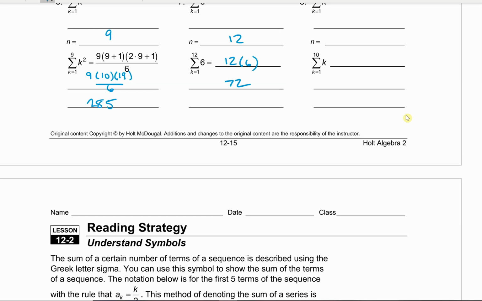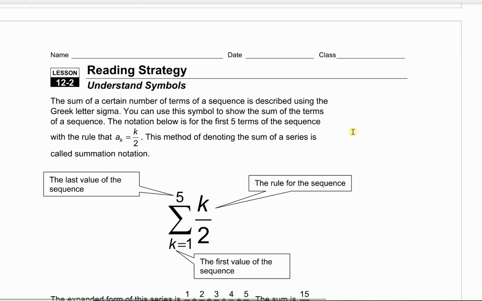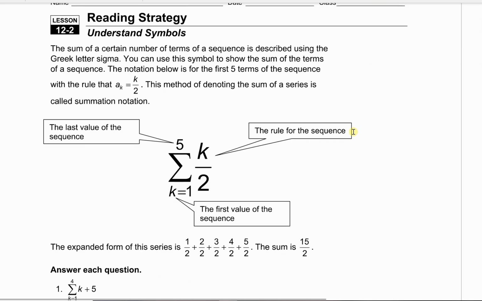Here, n is 12, so we're just going to have 12 times 6. Like I said, that's 72. Here, n is 10. So we're going to get 10 times 10 plus 1 divided by 2. It's like I said, 110 divided by 2, which is 55. And this, in case you were wondering at home, was 1,710 divided by 6.